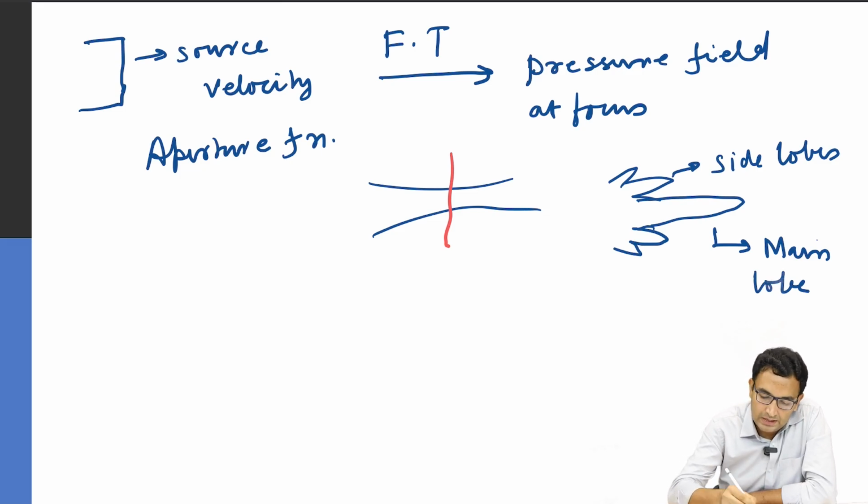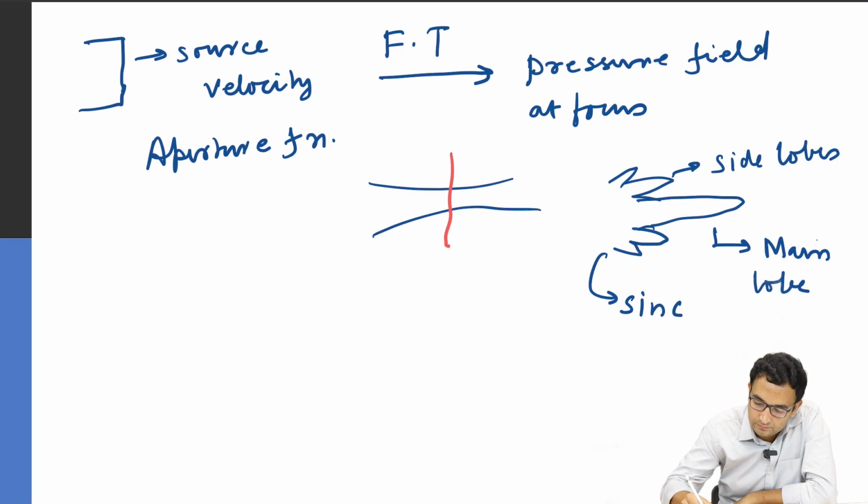Now this profile that you see here is going to be related to the Fourier transform of the aperture function or the source velocity function. So in this case, this represents a rect signal, and so the profile looks like a sinc signal, and sinc has its own ripples or side lobes. So we would like to reduce side lobes.